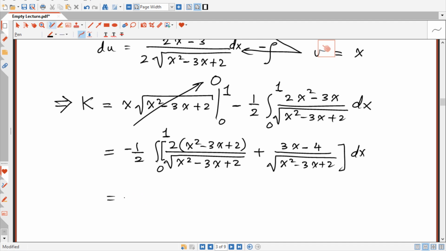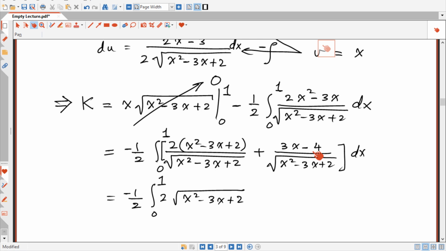If we notice that this is equal to 1/2 the integration from 0 to 1, if this term here is y, this is the square root of y, y over the square root of y is the square root of y, so we are left with 2 times the square root of x squared minus 3x plus 2, and this term can be evaluated. We can also use the other trick.